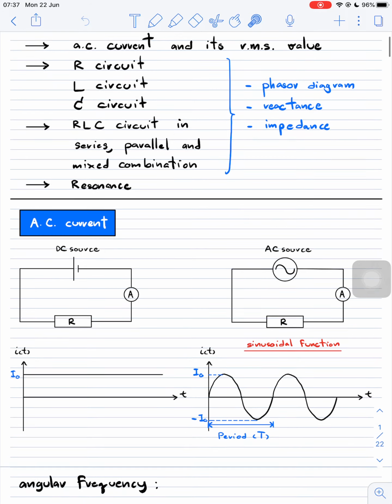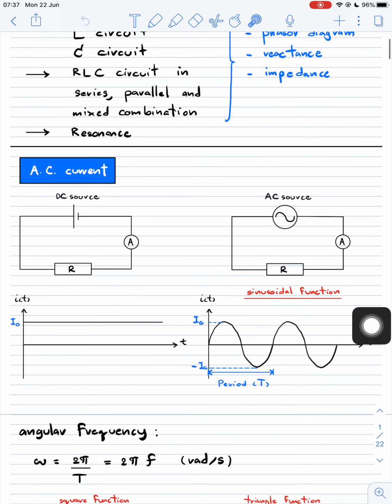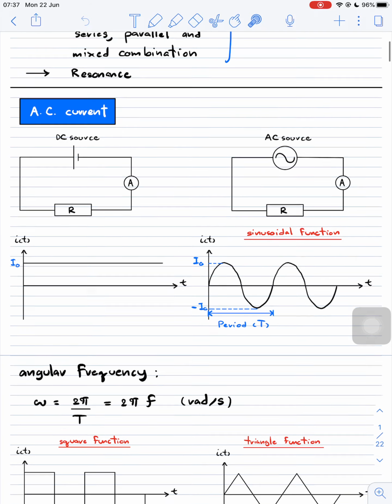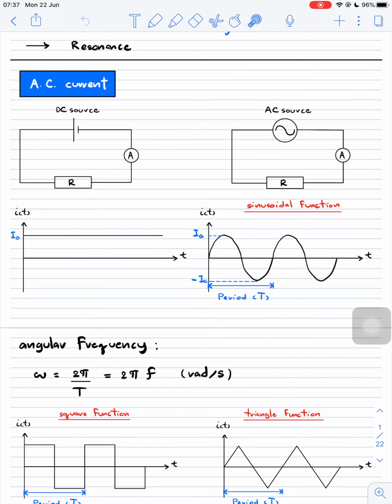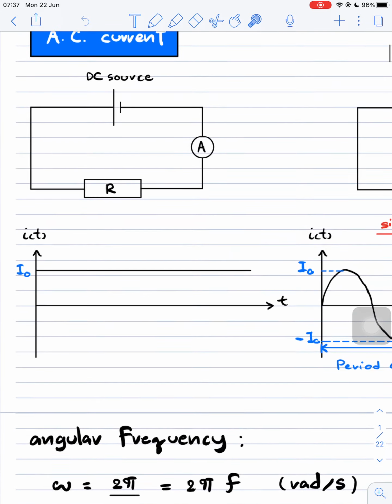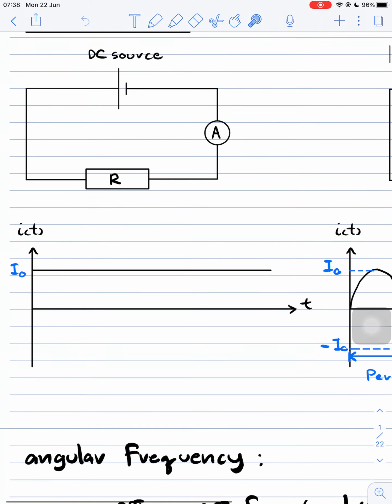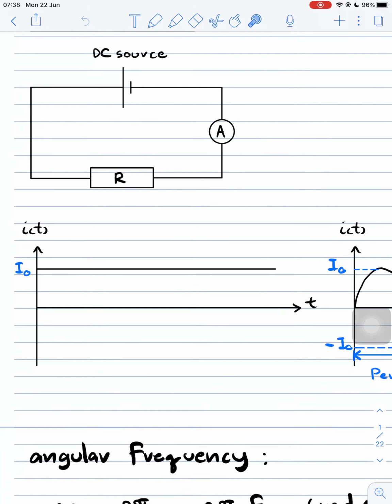So the first topic that we want to talk about is alternating current, which stands for AC, right? But before that, let's talk about DC current first. You have learned already from the chapter about direct current, right? For example, if we have the DC source here, and we connect the source to the resistor with the ammeter, then we can measure the current through the resistor to be a straight line. Okay, so we can say that this current is constant.